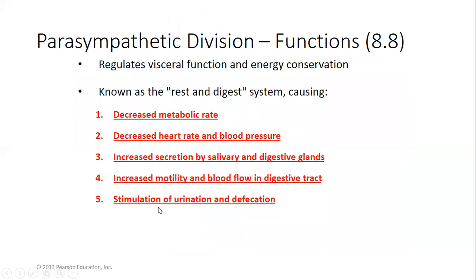Remember, this is rest and digest. So to digest, increasing saliva secretion and digestive gland secretion, increasing motility and blood flow to the digestive tract, and stimulating urination and defecation. So this is basically the opposite of what the sympathetic nervous system would stimulate. The parasympathetic nervous system stimulates these things when acetylcholine is released.